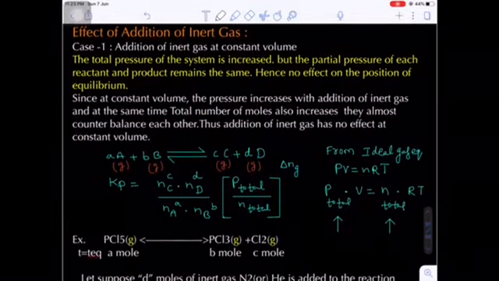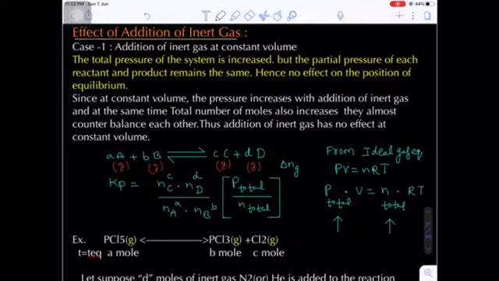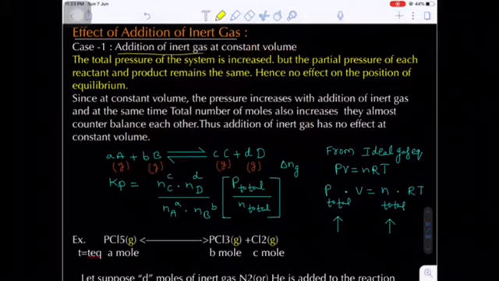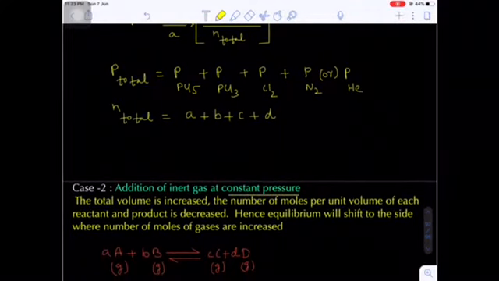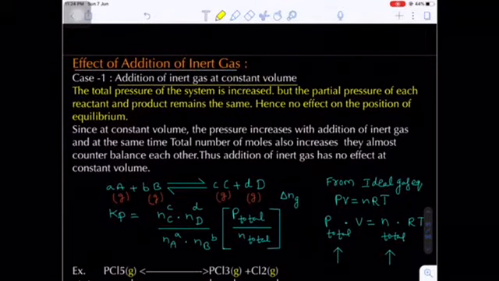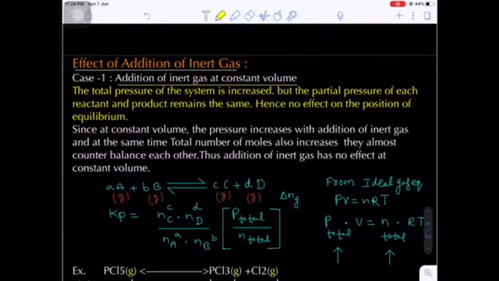Now the next effect is the effect of the addition of inert gases. This is a very important concept. When we add an inert gas, how does it affect the position of equilibrium? Here there are two cases. The first case is the addition of noble gases or inert gases at constant volume, and number 2 at constant pressure. There are two different cases. Okay. In both cases, temperature is also constant. If we are not mentioning the temperature, it is understood that temperature is constant.